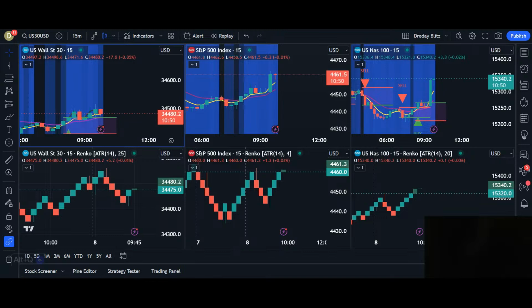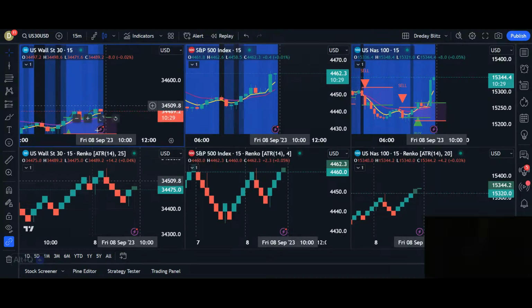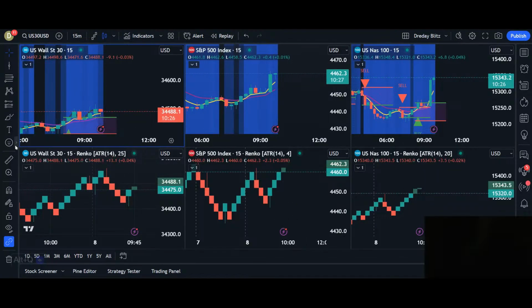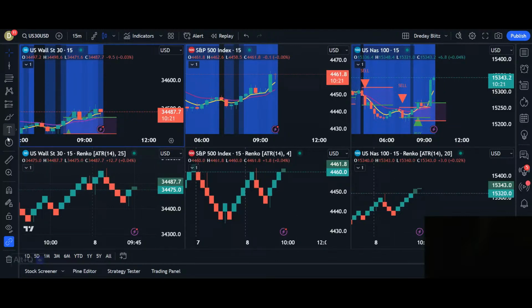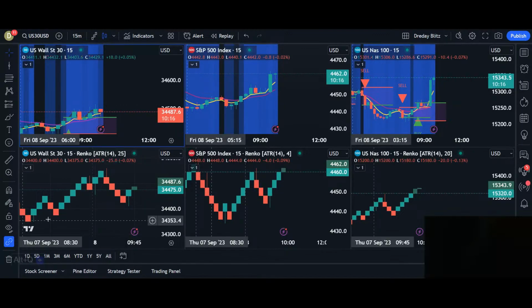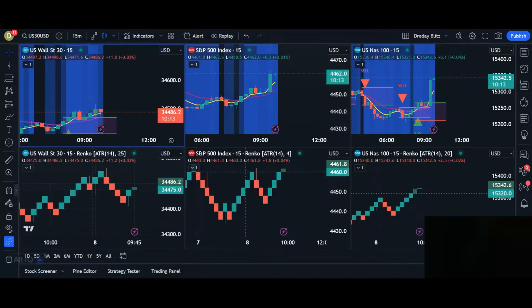So we're still looking at the buying pressure on all S&P 500 and Nasdaq, but the US30 is still showing uptrend. But as I told you guys, the charts, if you look at the candle specifically, you would be hesitant of getting in, or if you're in the trade, you would have gotten out of the trade.